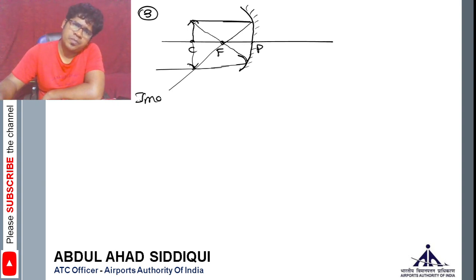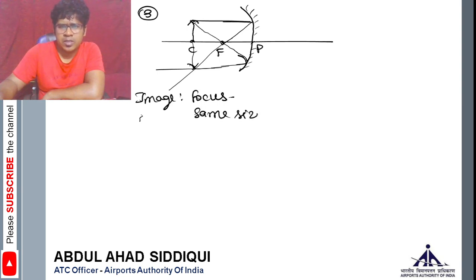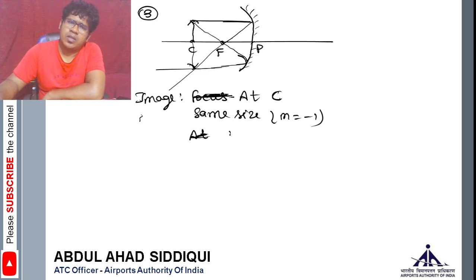Image here will be at focus. Size will be same size. Same size means magnification will be minus 1. Third, location: sorry, what is the focus? At center of curvature, at C. Inverted real image, right? So this is the nature of image formed by a spherical mirror in this case.